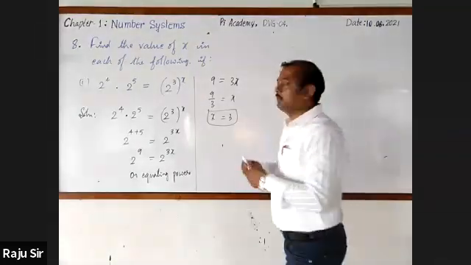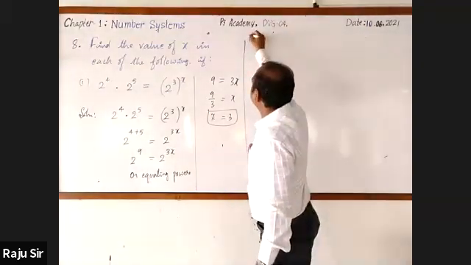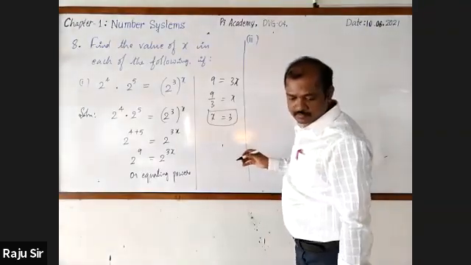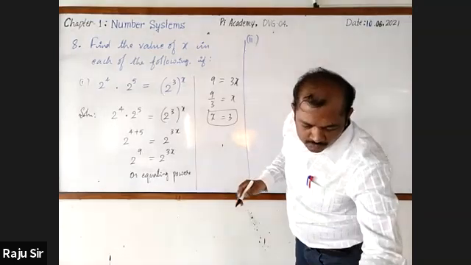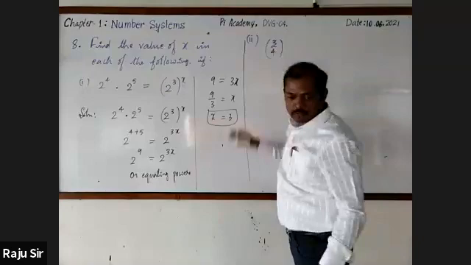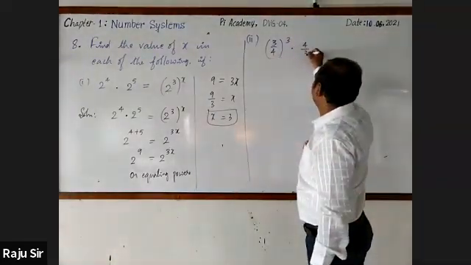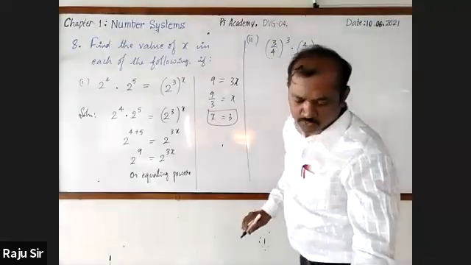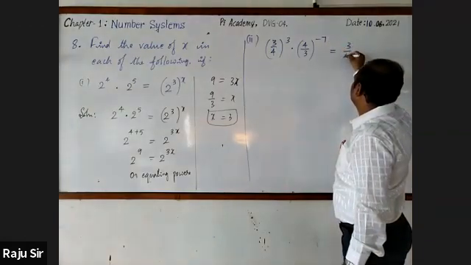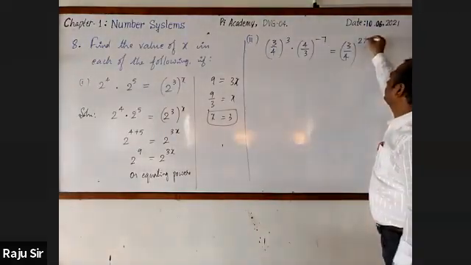Now let me give you the second one. (3/4)^3 into (4/3)^(-7) is equal to (3/4)^(2x).